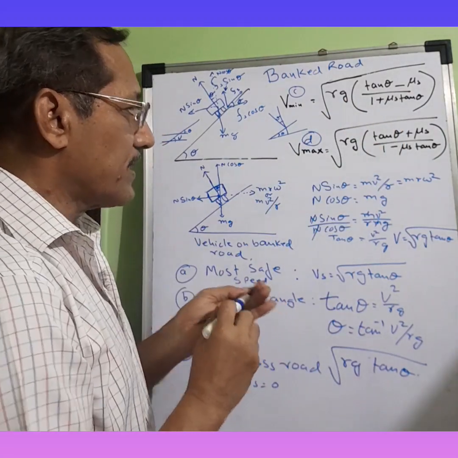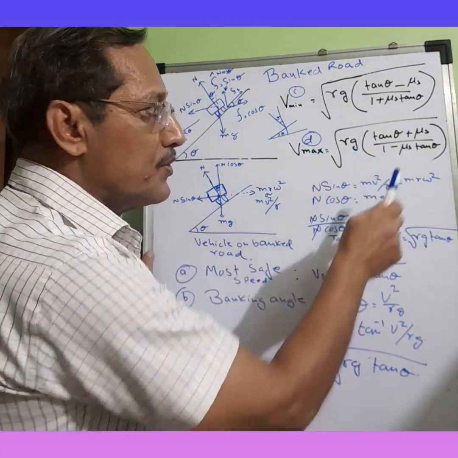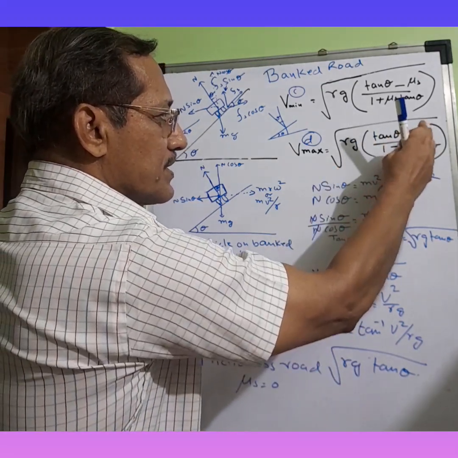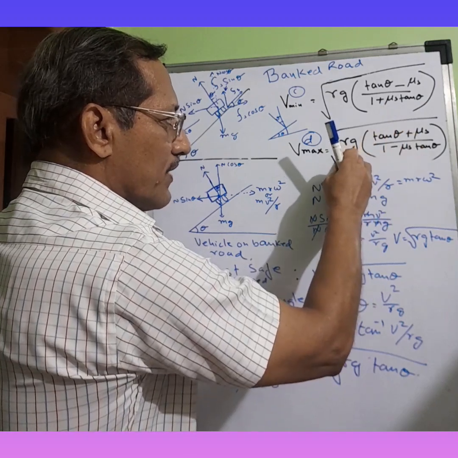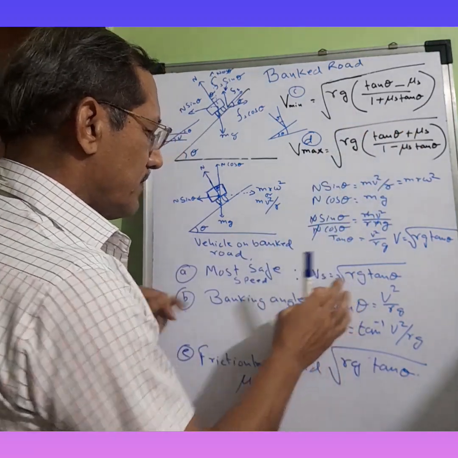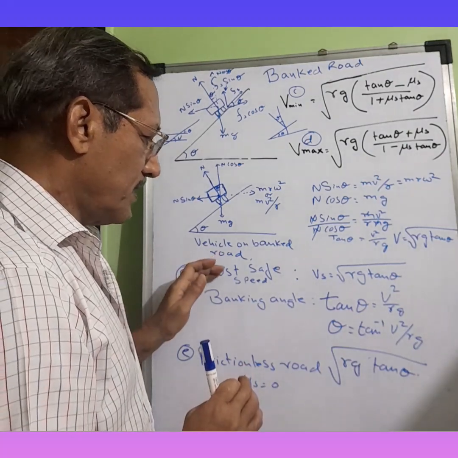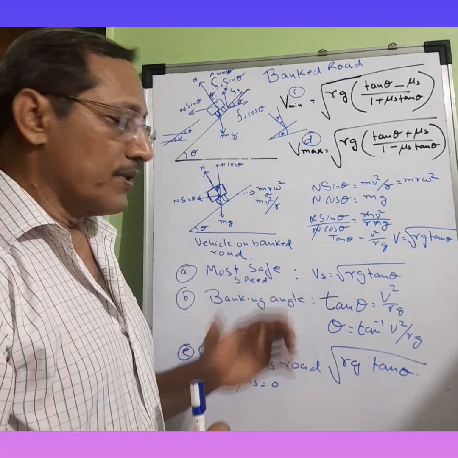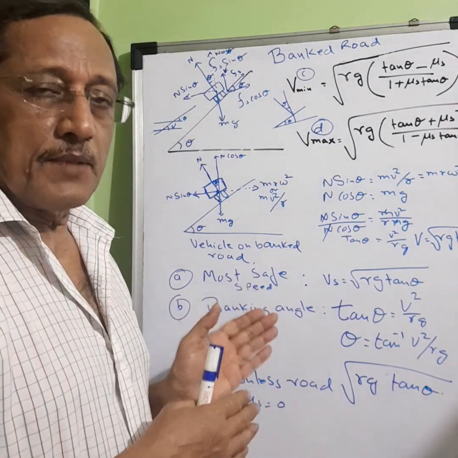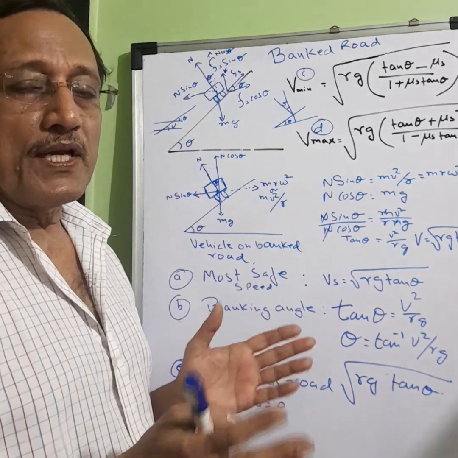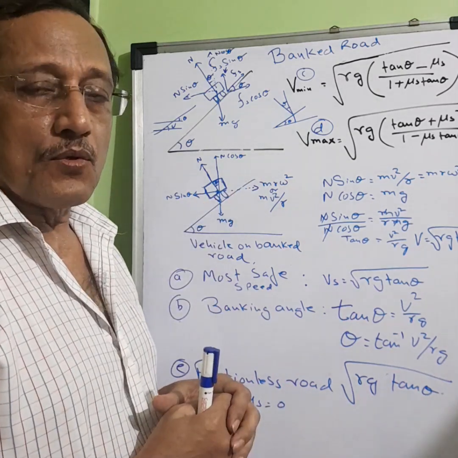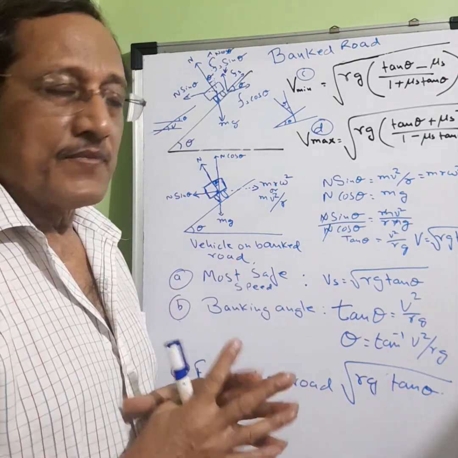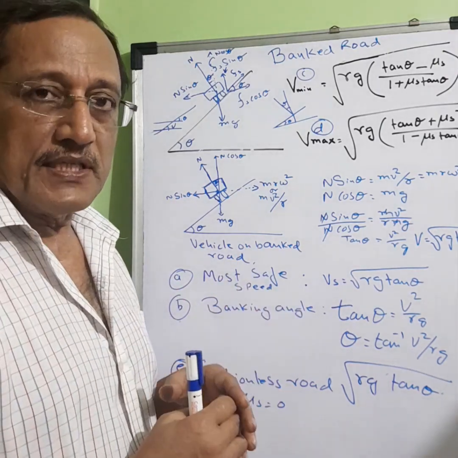Similarly, even for this one you can try it out. When you substitute mu s as 0, this disappears, so in the root you have rg tan theta. So this is the safest speed, even when friction is not around. So these are the parameters you have to keep in mind while doing a vehicle moving on a banked road. Then we'll also sort out numericals on these, very soon.